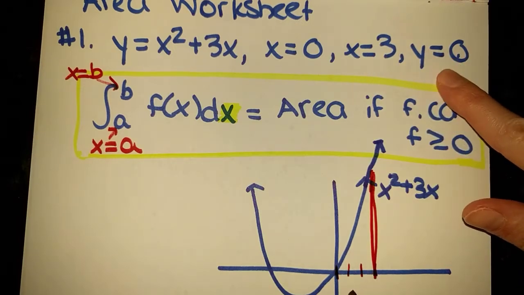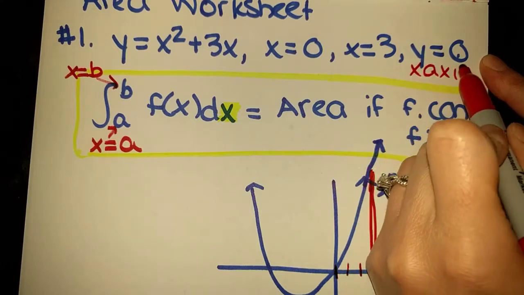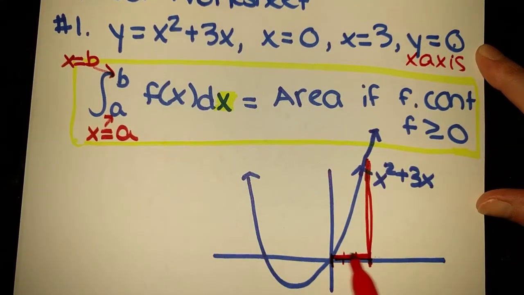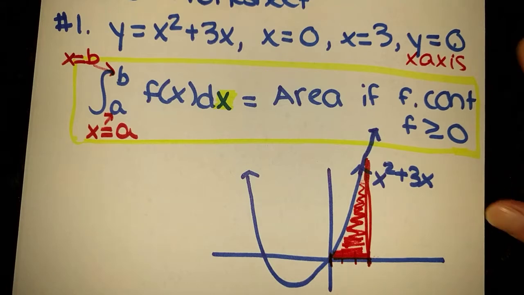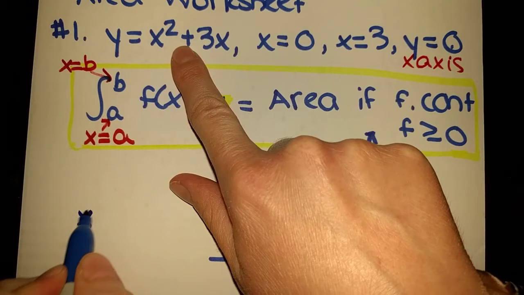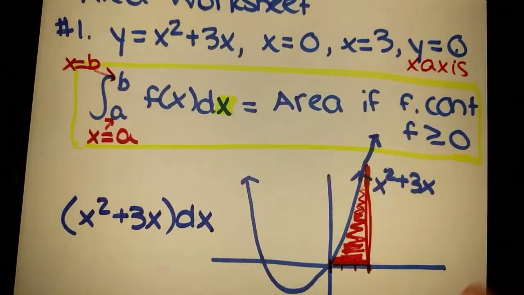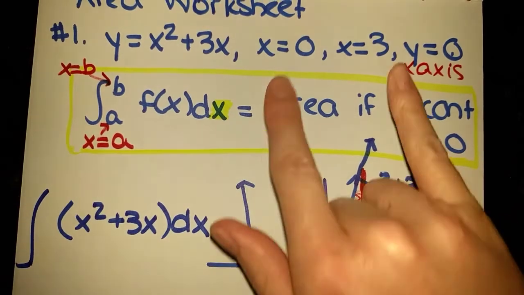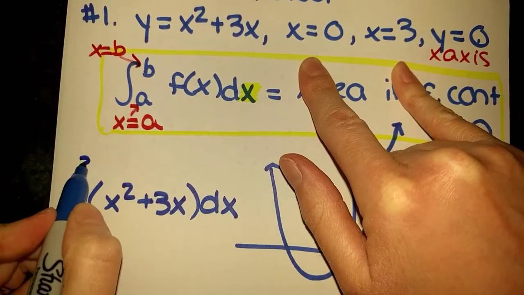And the reason why they tell us this y is equal to 0 is because that is our x-axis. So it bounds us below. So it will be the area under the curve above the x-axis, and this is the area that we are trying to find. So I want you to, when you're setting up these definite integrals, this will be your function, your integrand, and then your variable of integration is dx, but the bounds are always going to be x bounds because this describes x. So it'll go from 0 to 3.